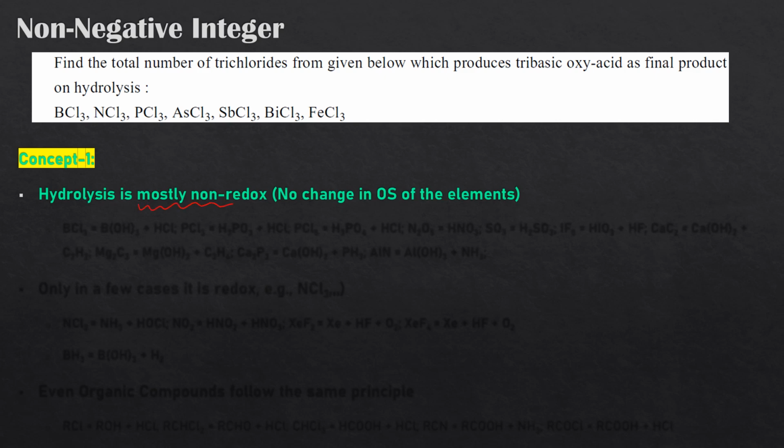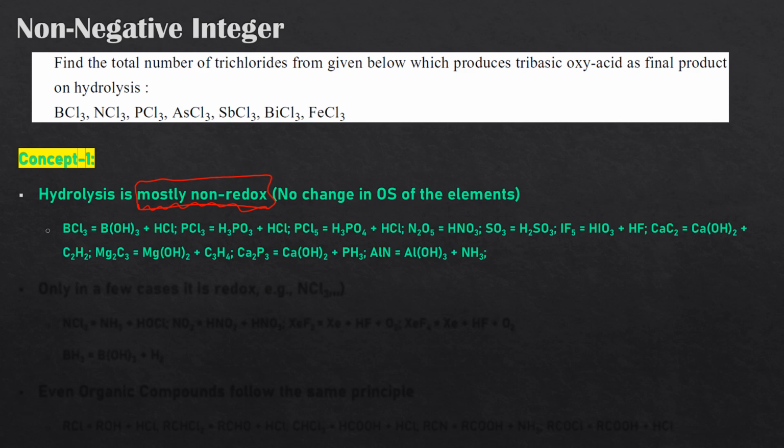Mostly means it may not be all the time, but this is going to be the case in most instances: a non-redox change, where the oxidation numbers of the elements do not change if you are doing simple hydrolysis. We have a few examples. BCl3 undergoes hydrolysis into boric acid and HCl, as we have seen already. PCl3 gives H3PO3 plus HCl. If it was PCl5, we would get H3PO4 and HCl.